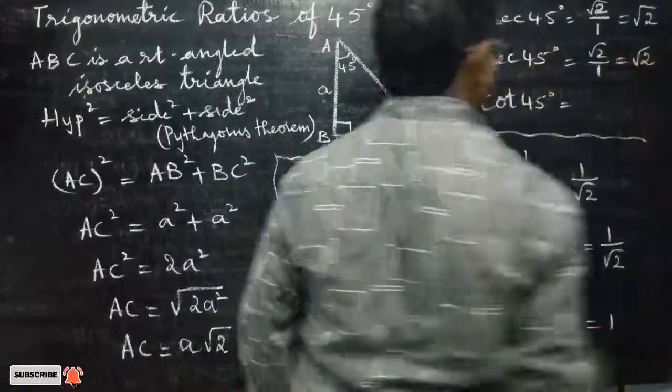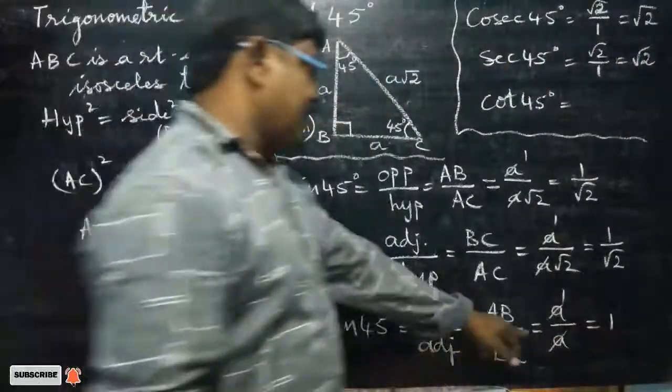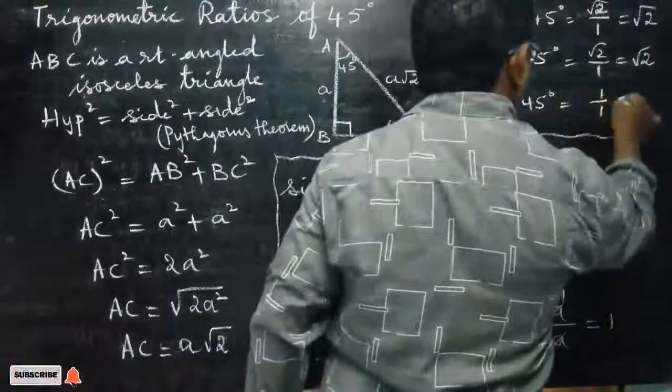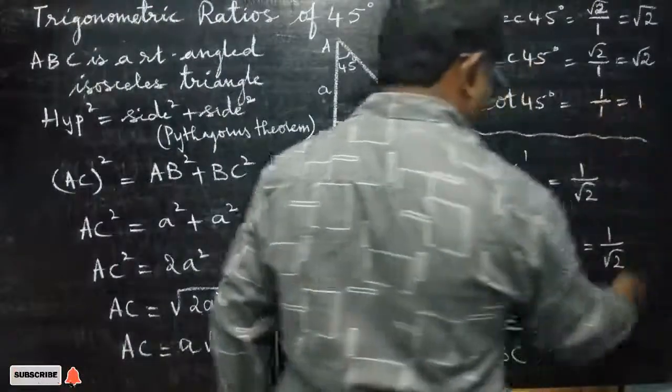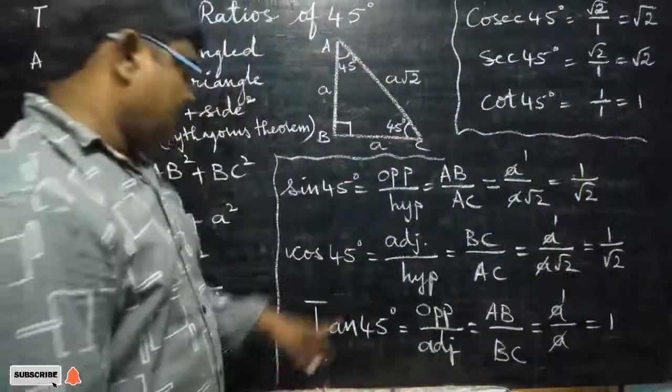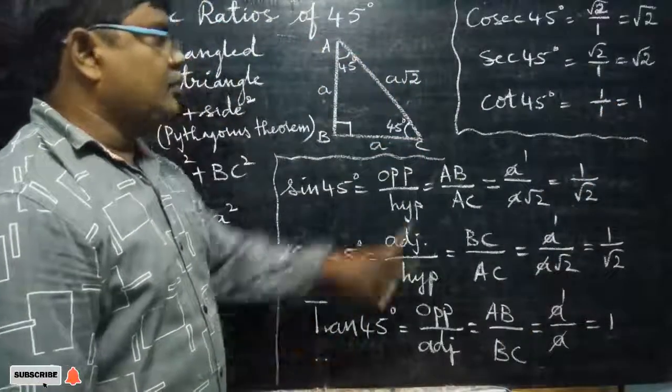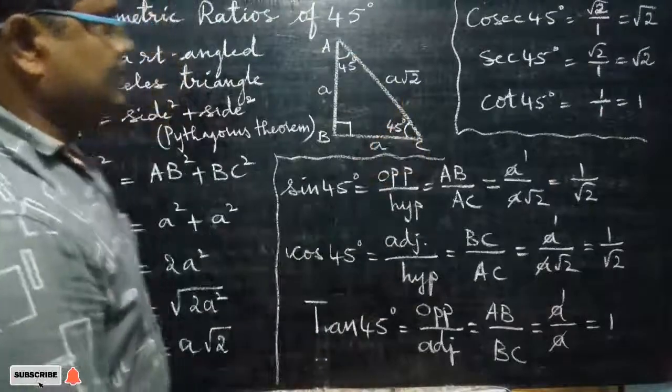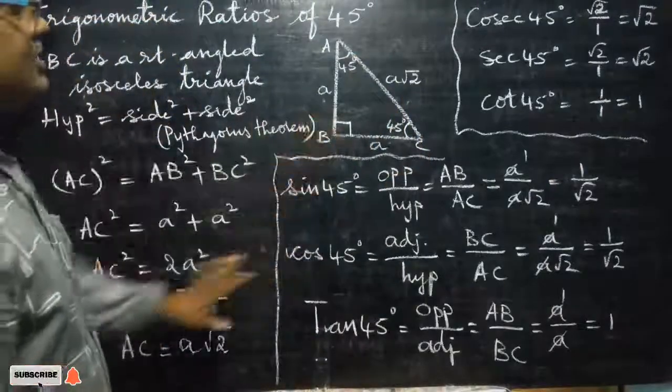See how simple it is. Next, tan 45 is 1. Here 1 by 1 means 1 only. The reciprocal of 1 by 1 is 1 only. So tan 45 and cot 45, both values are the same, 1 only. This is the way of knowing these values.